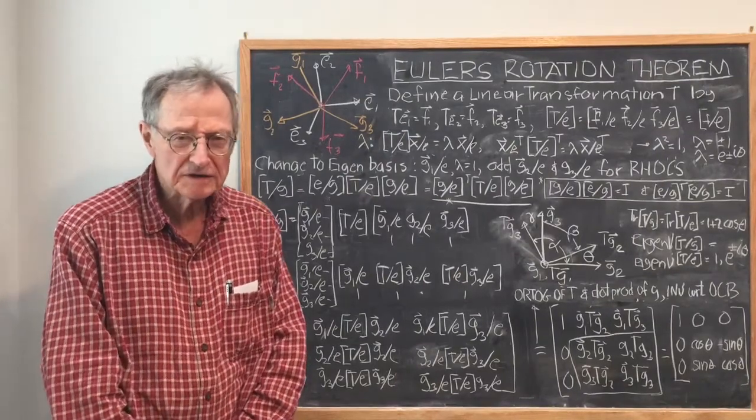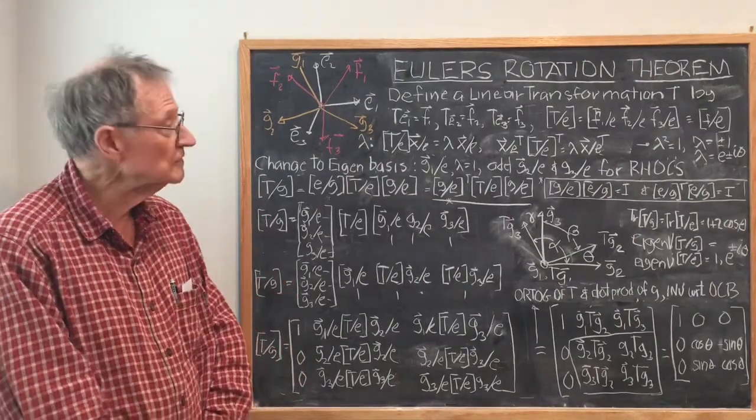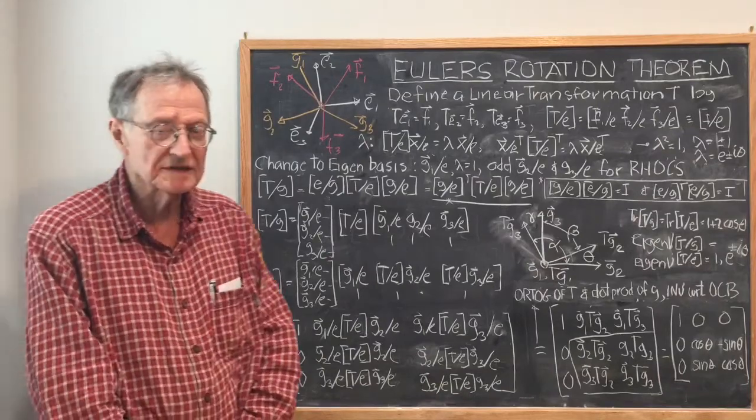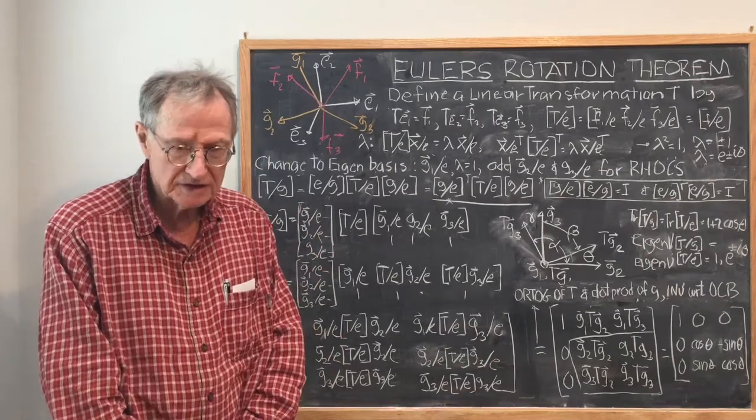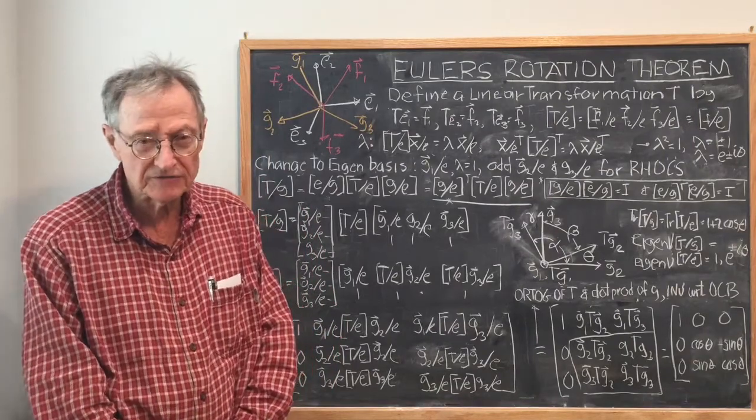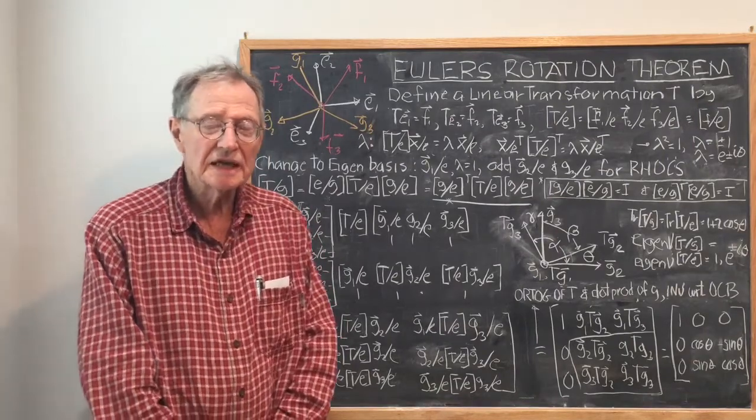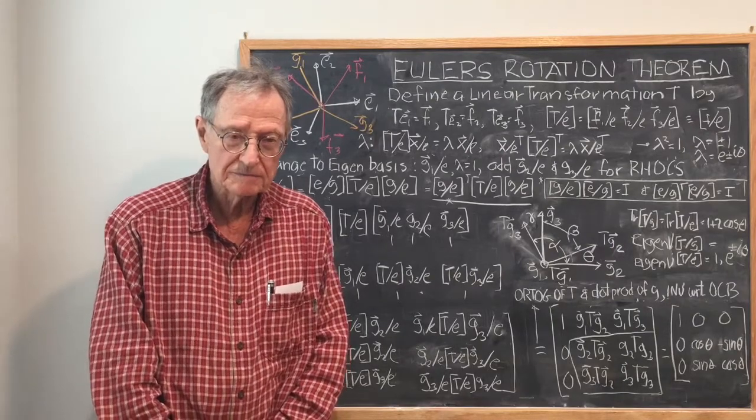In the following, I'm going to give a proof of Euler's rotation theorem, which states that the arbitrary motion of a rigid body about a fixed point can be accomplished by rotation about a fixed axis through that point and an angle theta.